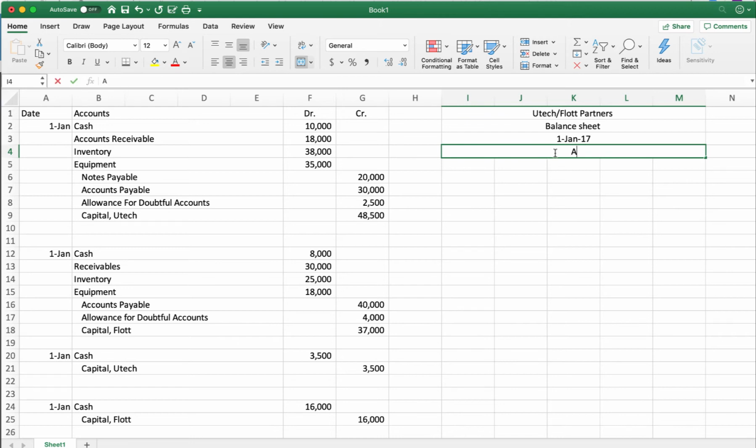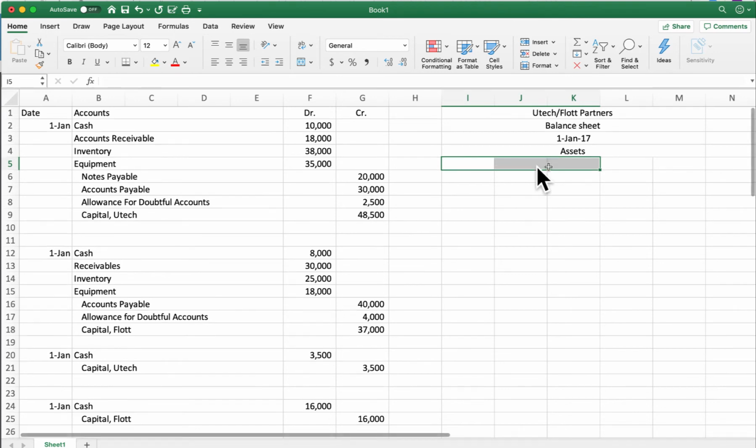Assets always go first. So I'm going to type in assets and I'm going to list out all the categories of my assets and put all the accounts that go into each of those categories. I'll show you what I mean. So what I'm going to do is click on I5 and drag over 2 additional spots. Merge and center, left align.